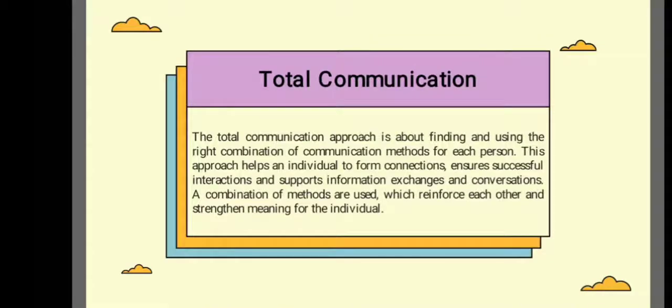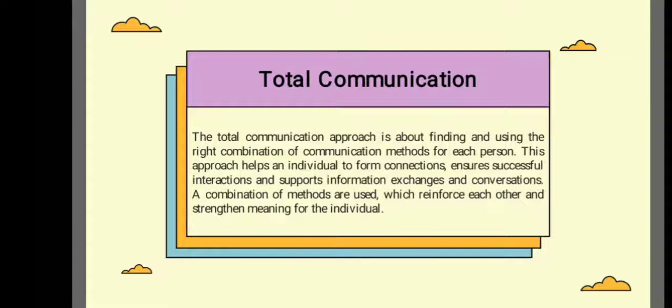Total communication. We all need to feel connected, and yet we all connect differently. That's why at SINS, we use the total communication approach that supports people to connect in the right way for each individual. So what is total communication?